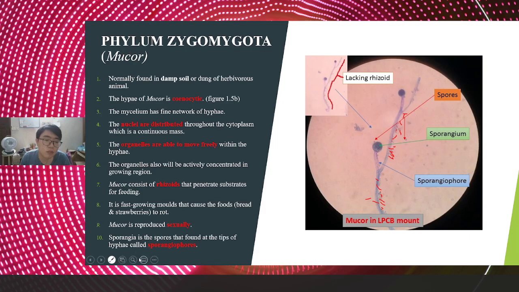This is the Mucor species. And Mucor reproduces sexually. Actually, it is sexual. If you see the spores, sporangium, actually it is sexual. So sporangia are the spores found at the tips of the hypha, called sporangiophores. This sporangia is the spore. This determines the sex of the Mucor species.